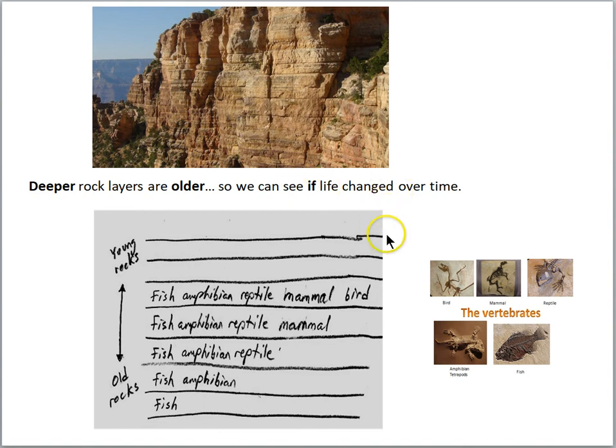And in fact, all over the world, you find an interesting pattern in vertebrate fossils in the rocks. In rocks that are young, you find representatives of all the 5 major classes of vertebrates. But as you go deeper into the rock, some of these classes of vertebrates begin to disappear. In very old rocks, you only find fish fossils. And in fact, if you go deeper than that, there are no fish at all. Now this then suggests change over time.